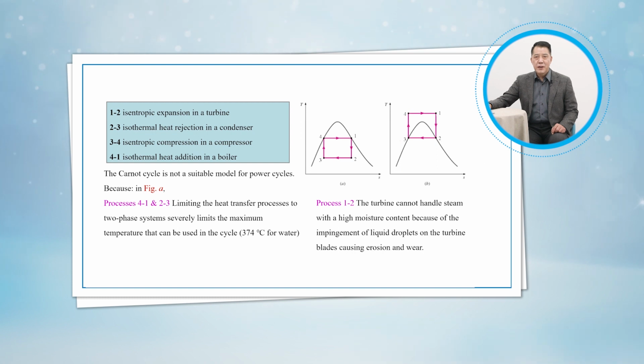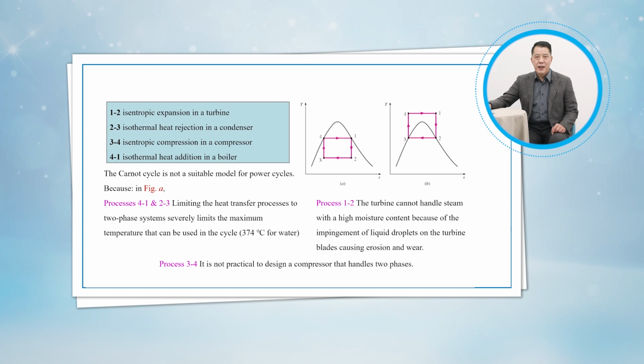The impingement of liquid droplets on the turbine blades causes erosion and is a major source of wear. Thus, steam with qualities less than about 90% cannot be tolerated in the operation of power plants. This problem could be eliminated by using a working fluid with a very steep saturated vapor line.